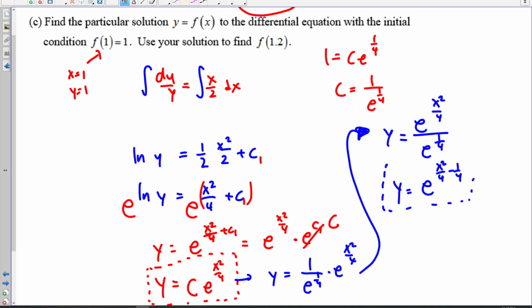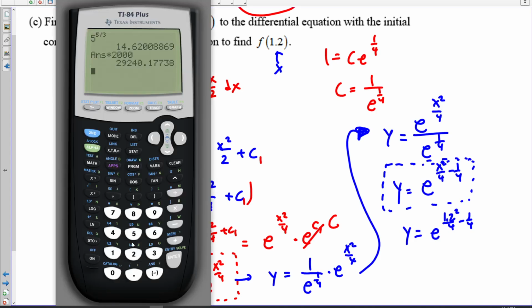Then it says use my solution, and this is my solution, because when you solve a differential equation, you get a y equals. If you plug in x equals 1.2, tell me what your y is. So what I do is I plug in 1.2 for my x, and I find my y. And here I really do feel like I need a calculator. So let me pull up the calculator. This will be 1.2 squared divided by 4, minus 1 divided by 4, or minus 0.25, and that's 0.11.